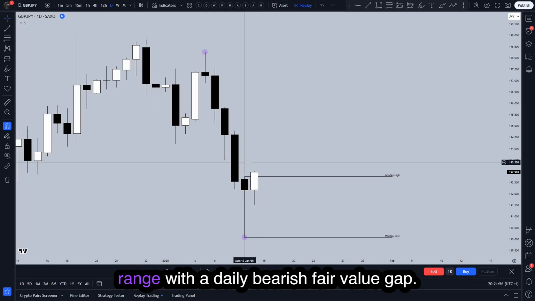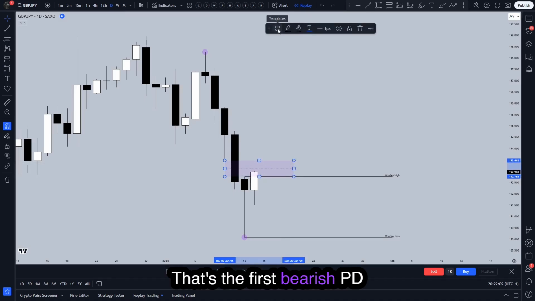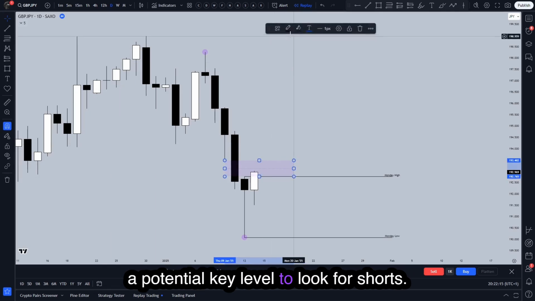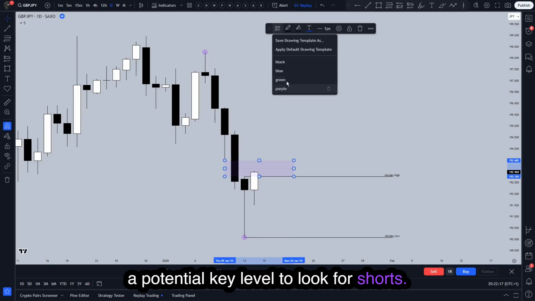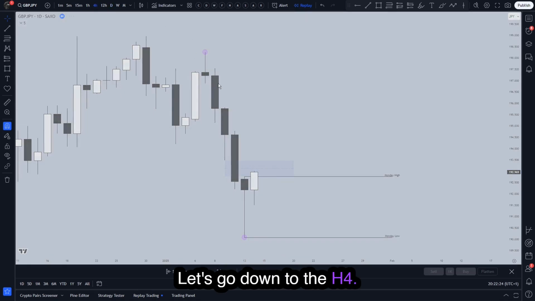Inside the dealing range, we have a daily bearish fair value gap. That's the first bearish PD array inside the dealing range. Therefore, we want to use this level as a potential key level to look for shorts. Let's go down to the H4.